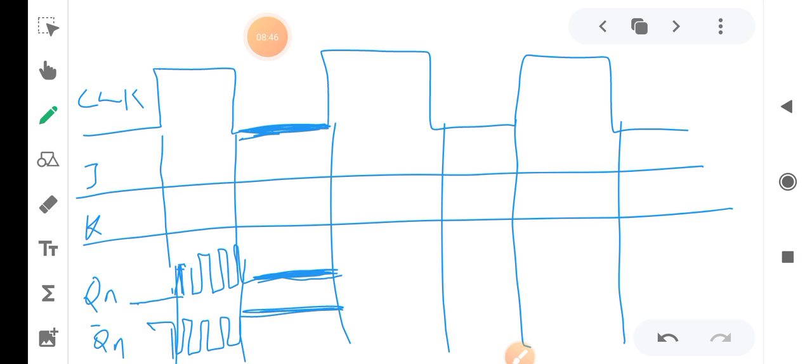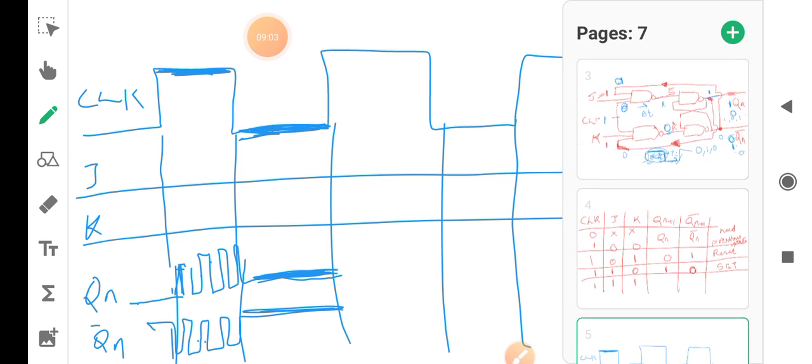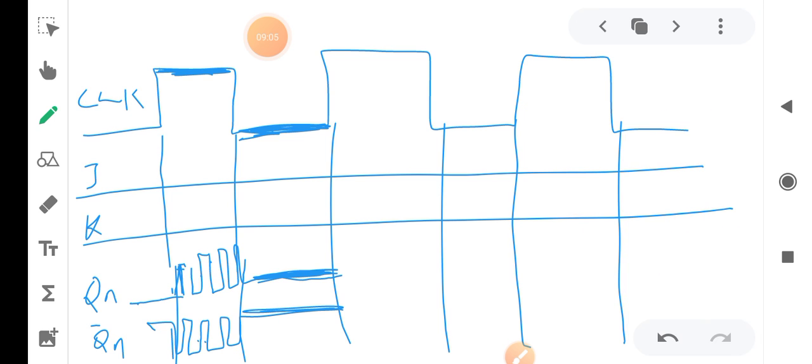So for positive level triggering, only this Q and Q1 will be varying. That is, it is always toggling from 0 to 1, 0 to 1, 1 to 0. This is due to the level triggered flip-flops. So in order to avoid that, we go for the edge triggered flip-flops. That is this one arrow.